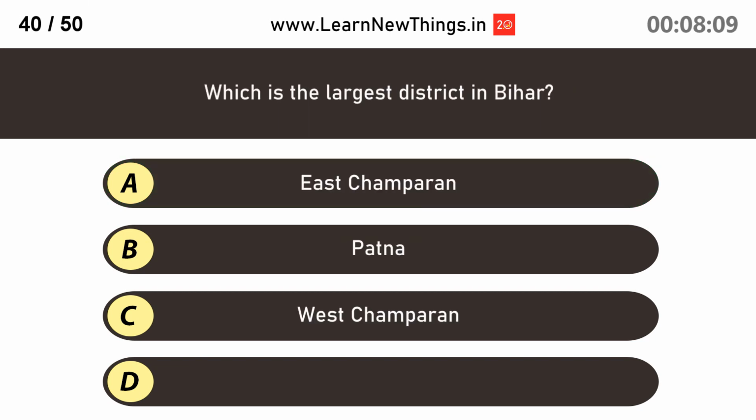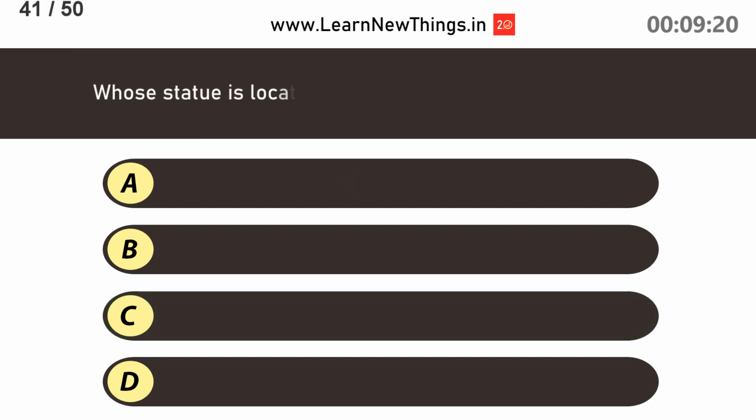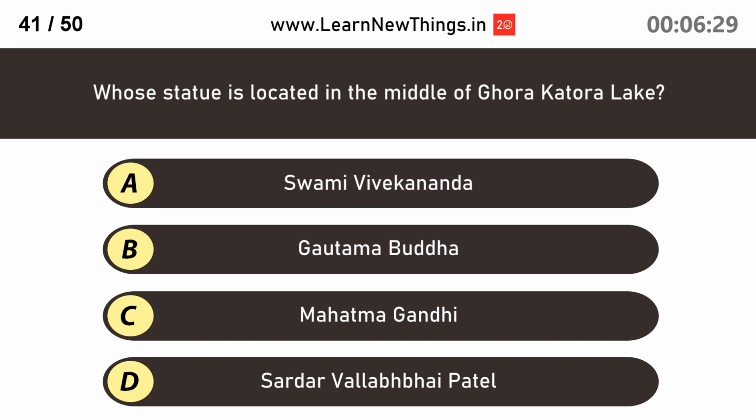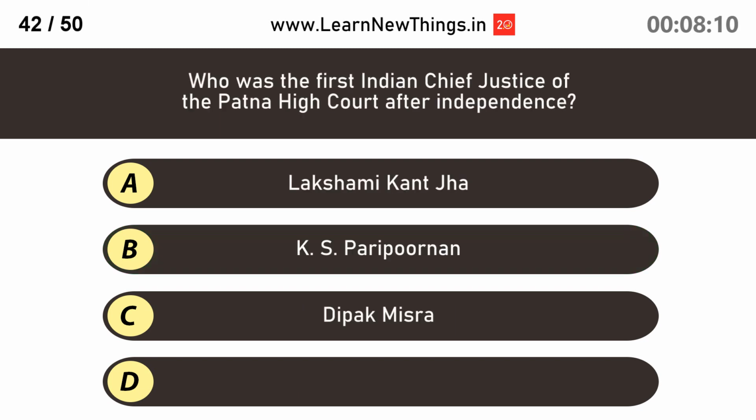Which is the largest district in Bihar? West Champaran. Whose statue is located in the middle of Gorakotora Lake? Gautam Buddha. Who was the first Indian Chief Justice of the Patna High Court after independence? Lakshmikant Jha.